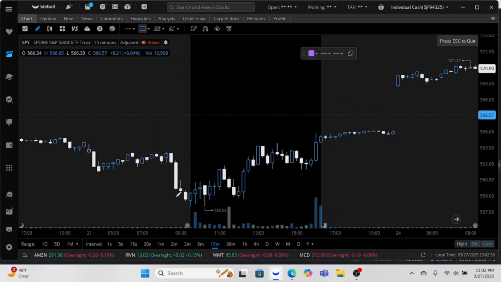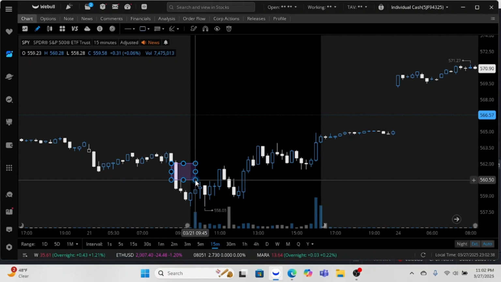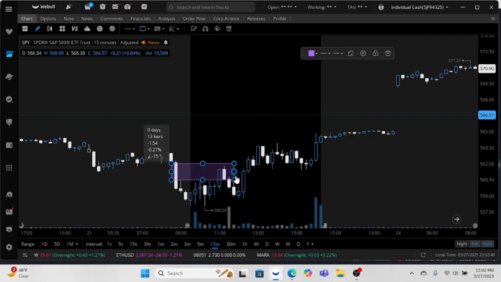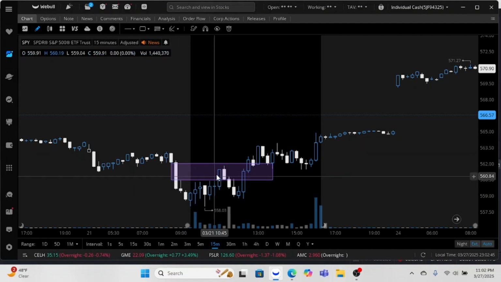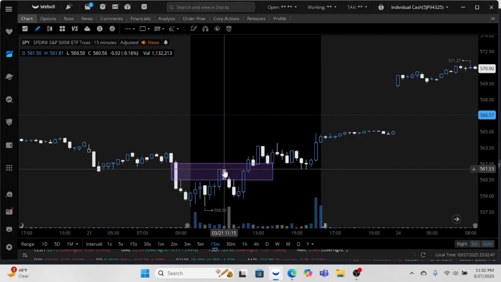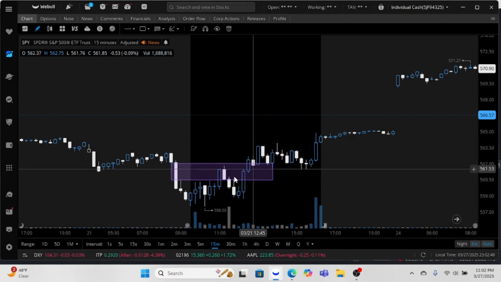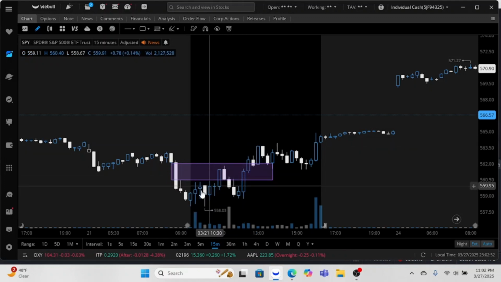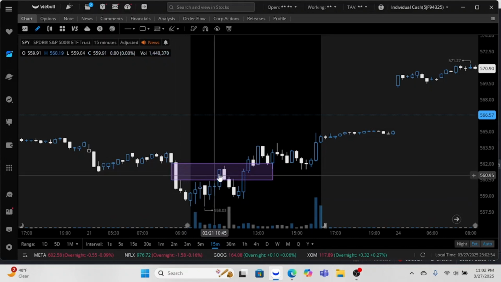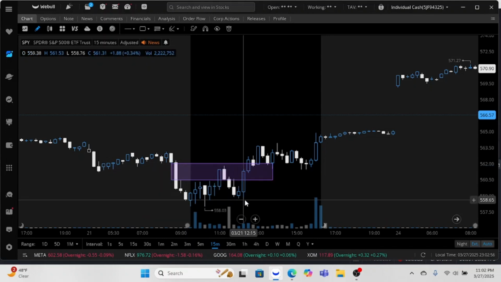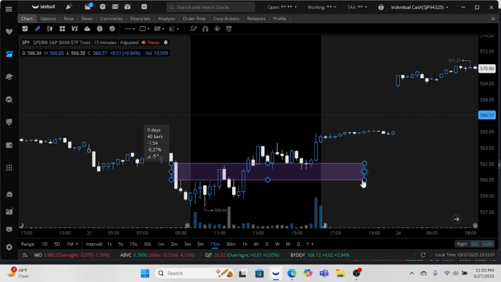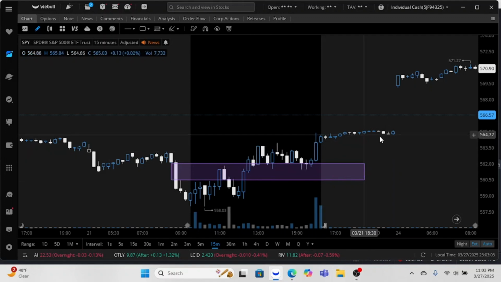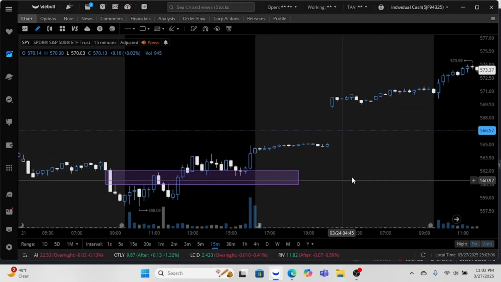Now fair value gaps can also be inverse. So there's one right here, and just extend that over and see how price came into the fair value gap, came down, and then we inversed it. So at first this fair value gap was acting as a resistance level, because price came up to it and came down, and then it inversed it. Now we're using it as support. So that would be an inverse fair value gap.